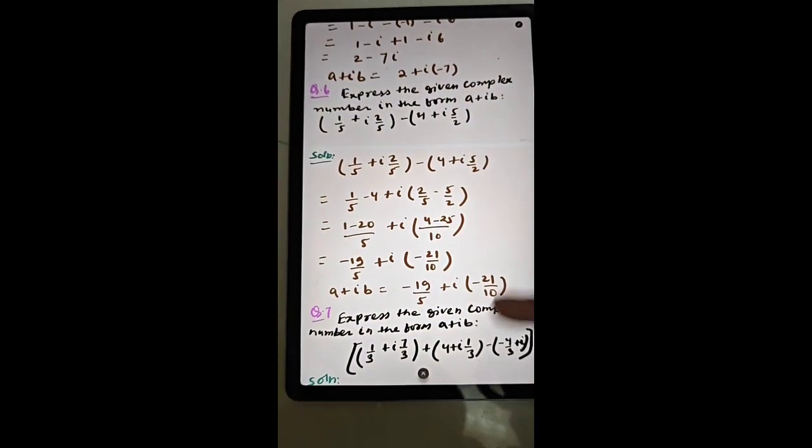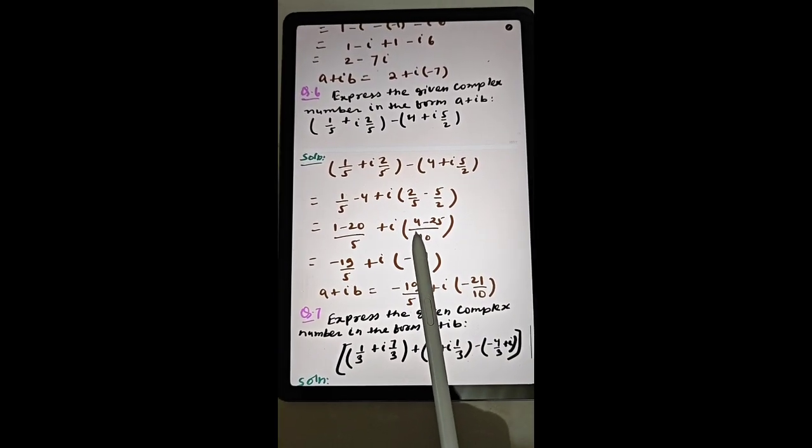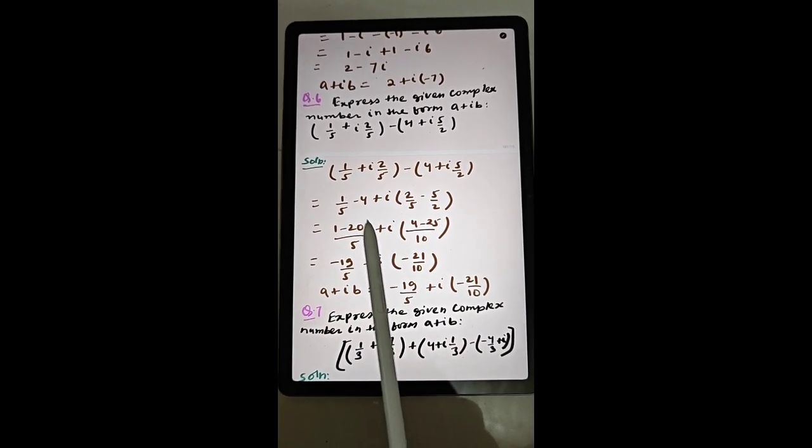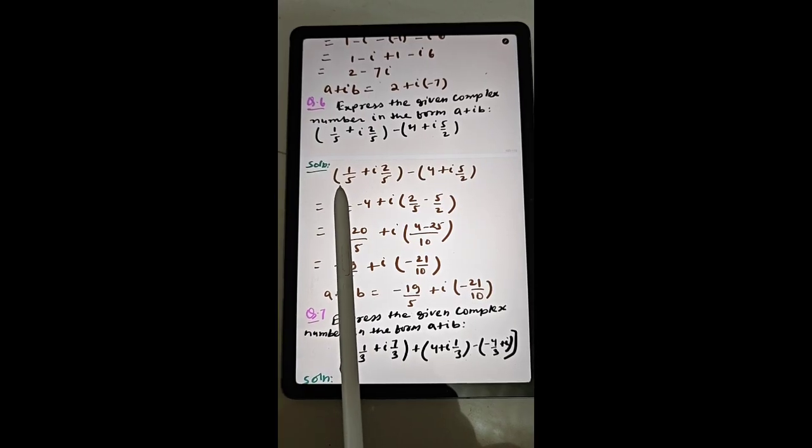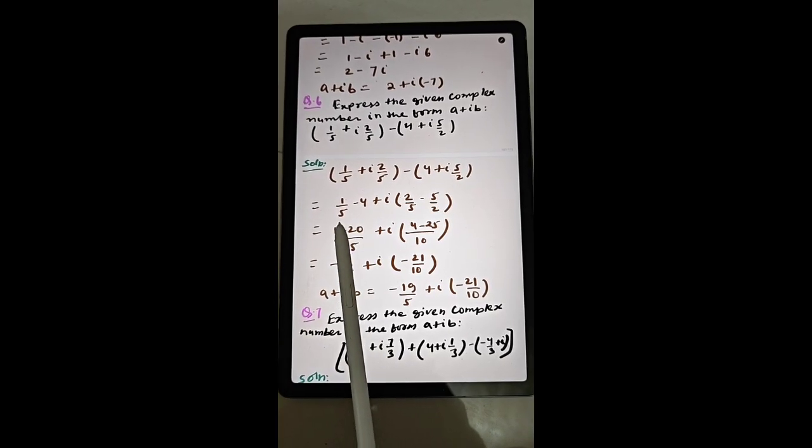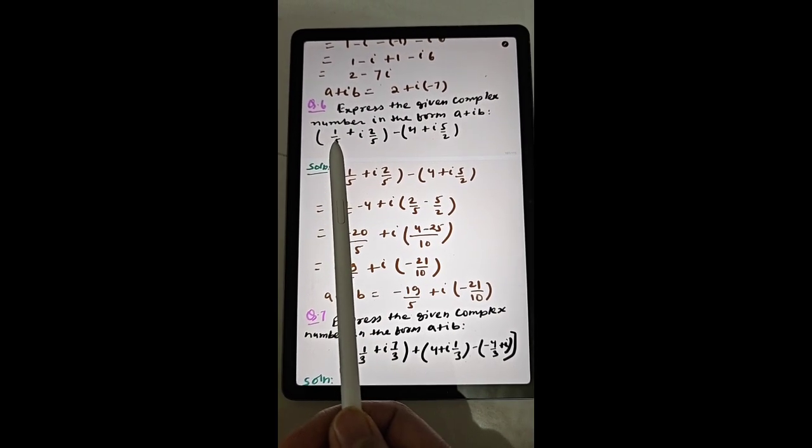So simple, it is simple algebra. The only thing you have to understand is the meaning of iota, that is i square is minus 1, i power 4 is 1, and so on.